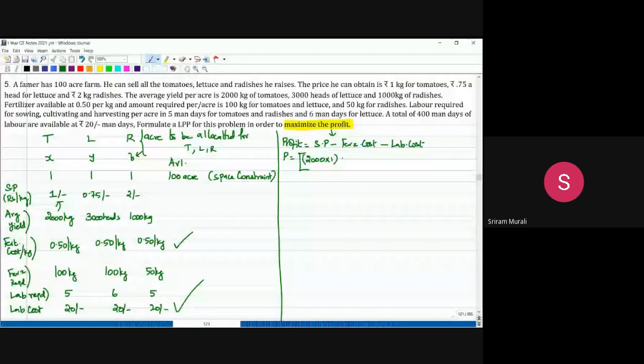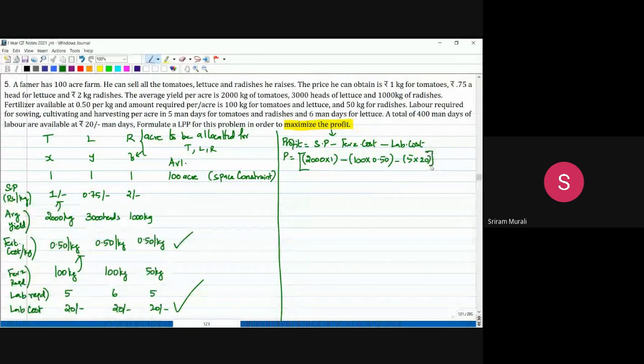Minus, what is the fertilizer cost? 1 kg is 0.5 for tomato. For 100 kg, it is 100 into 0.5. What is the labor cost? For 1 day, it is 20 rupees. For 5 man days, it is 5 into 20. So subtract this 5 into 20. So this is the profit which I get for tomato.